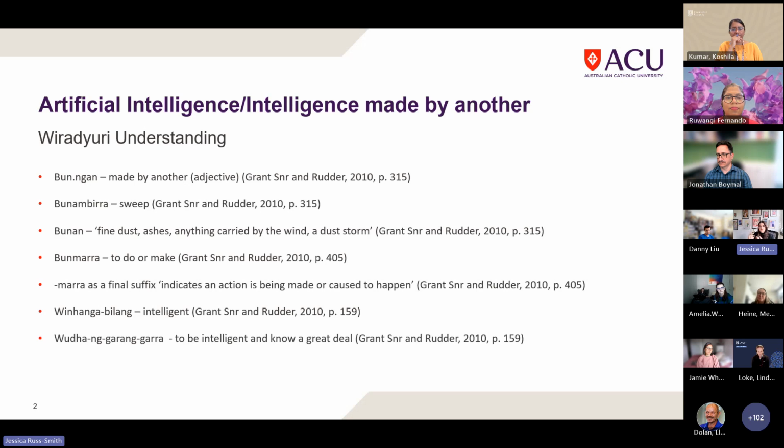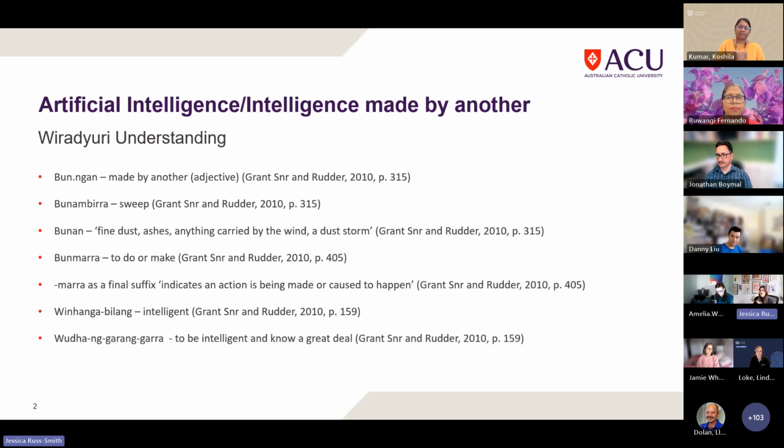And the second one that came up was bunambira, which means to sweep. Then bunan, which is fine dust, ashes carried in the wind or the storm. And then bumara, which is to make. So I was like, okay, here's this theme about something being brought together, swept together to make something else. Kind of fits for AI, right? Really clearly. And then I looked at the suffix of mara, which indicates an action being made or caused to happen. So again, we see we're using AI, we're building AI to sweep all this dust and information with a purpose.